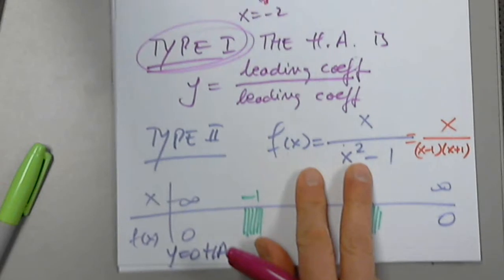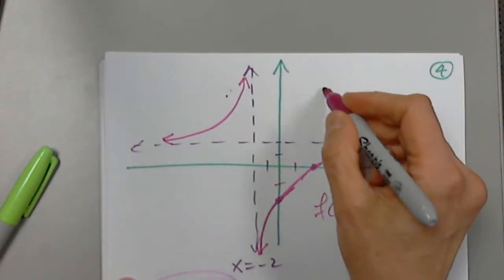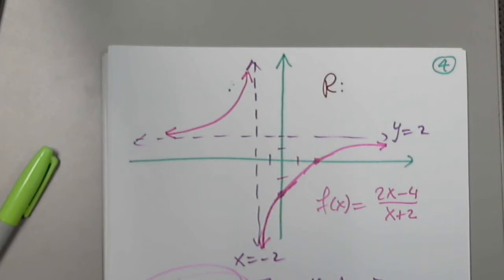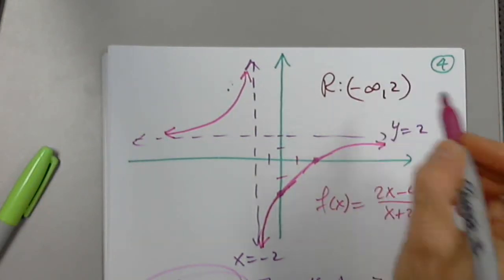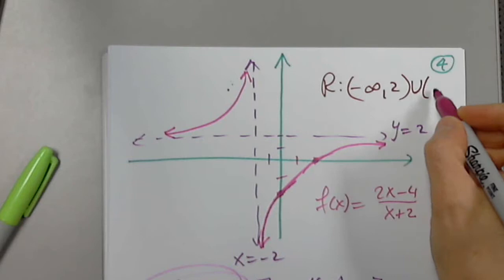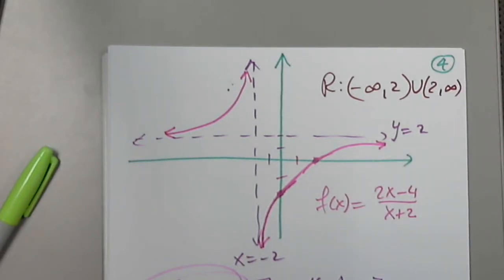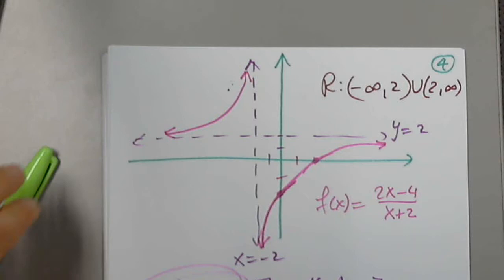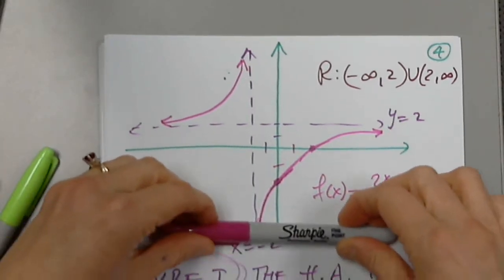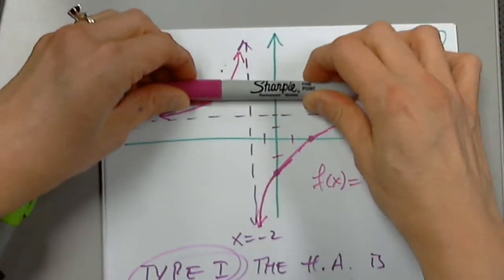Oh, I forgot. I want to come back here. I would like someone to identify the range, because we have the graph. Can anyone identify the range for this function? Yes. Negative infinity to 2. Exactly. Very good. Awesome. That's the range. Well done. Good, because it's everything except 2.